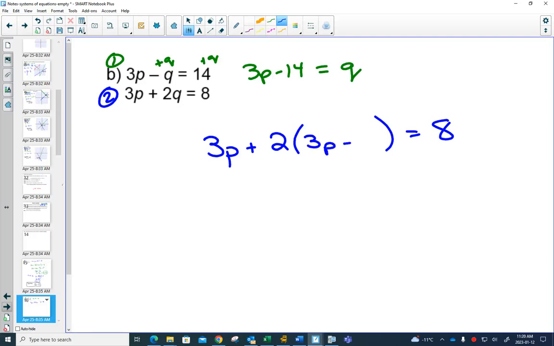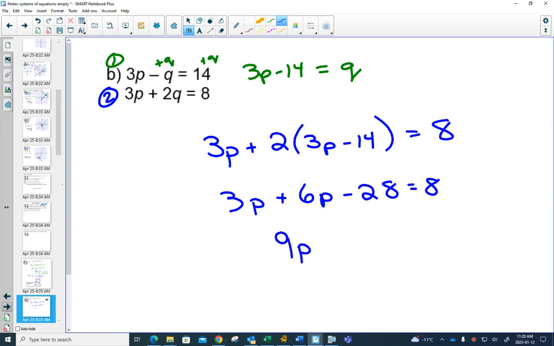3p minus 4t. And we have created an equation that only has a p. So now we use all of our skills in algebra from grade 9. This 2 would get distributed, so that would be 6p minus 28 equals 8. We look, do we have like terms? Yes. 3p and 6p would be 9p.